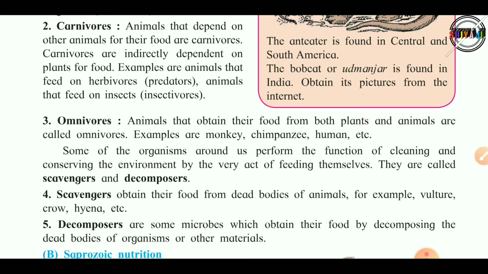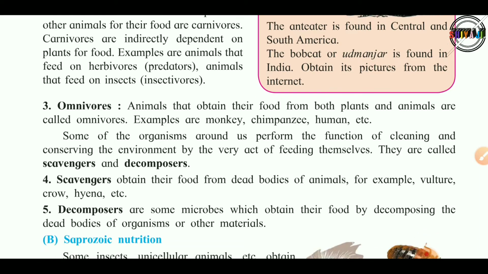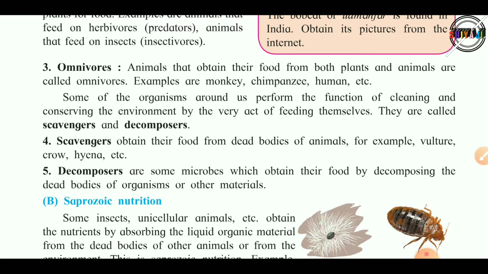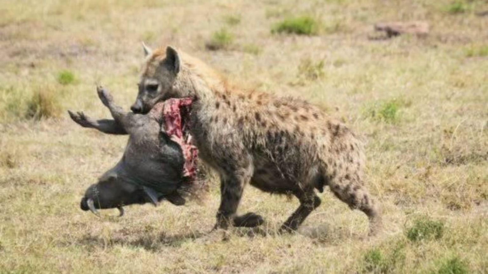Some of the organisms around us perform the function of cleaning and conserving the environment by the very act of feeding themselves. They are called scavengers and decomposers. Now there are three types you have learned properly, but two more types of nutrition are there. Scavengers obtain their food from dead bodies of animals. For example, vulture, crow, hyena.